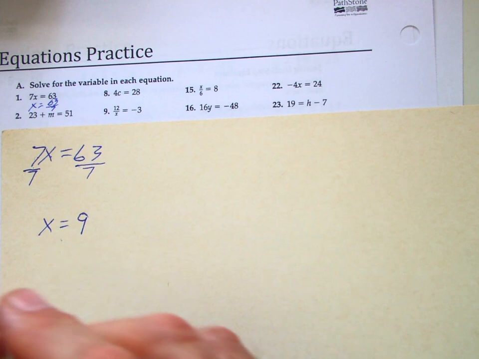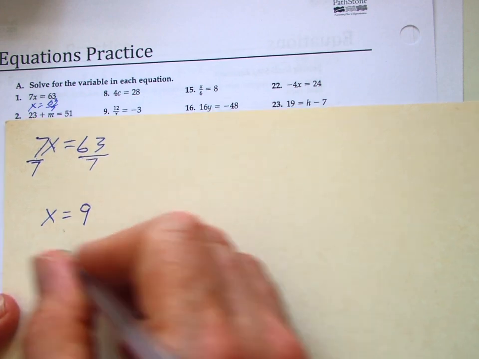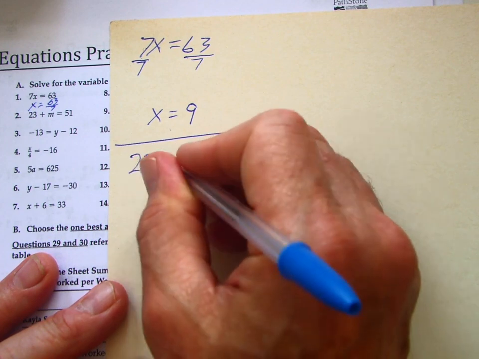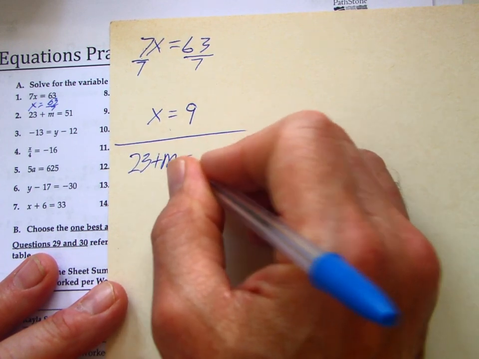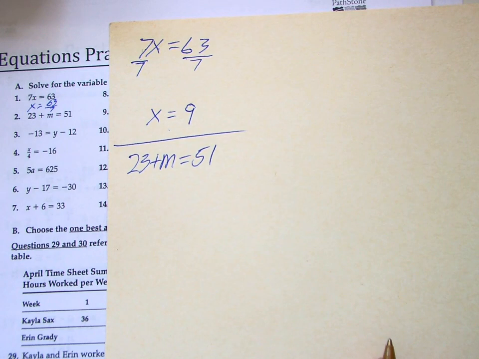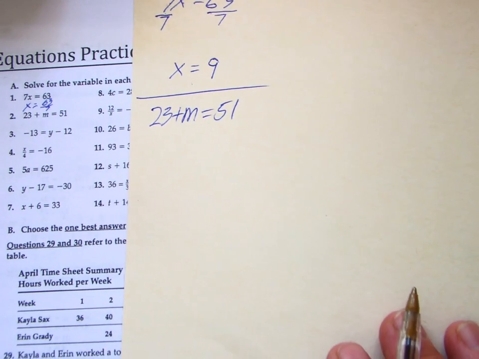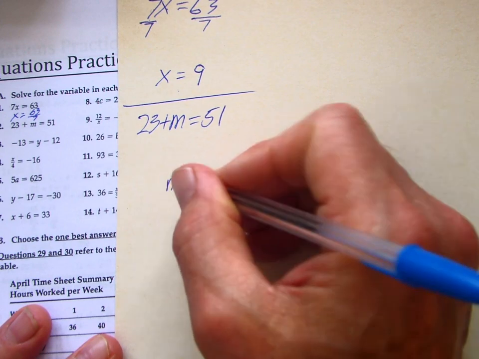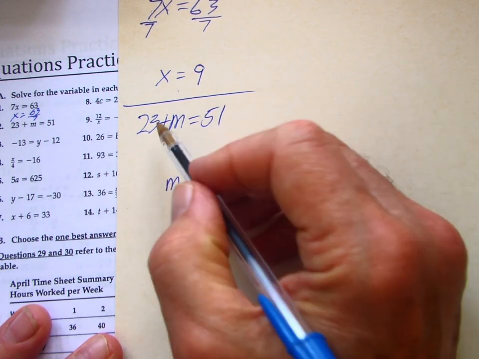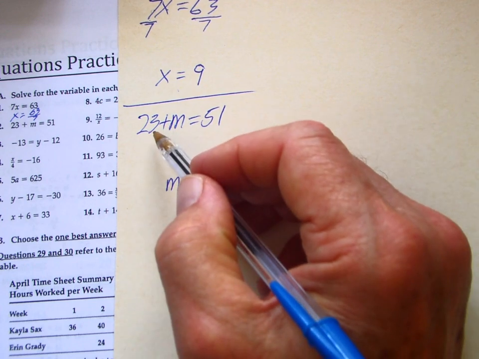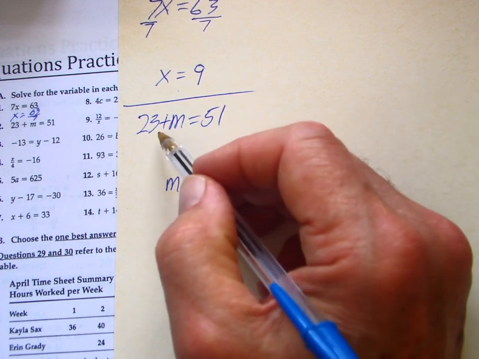Number 2. 23 plus m equals 51. Okay? Now, I want to end up with m. Remember, I'm trying to get to m equals. So I want to get rid of this 23. Well, I got 23 plus m equals 51. I can just subtract 23 from both sides.